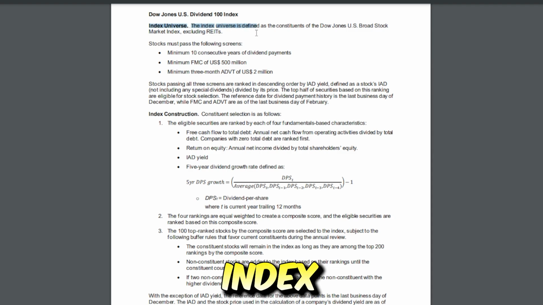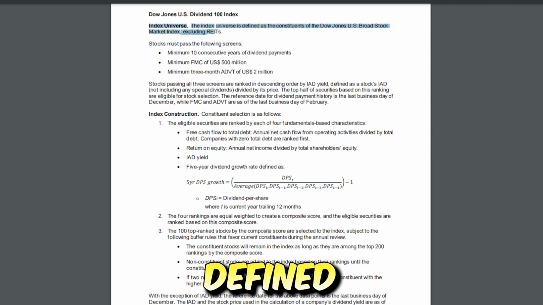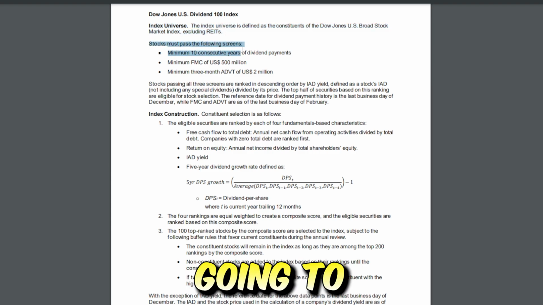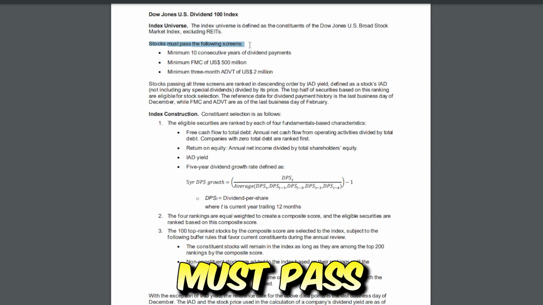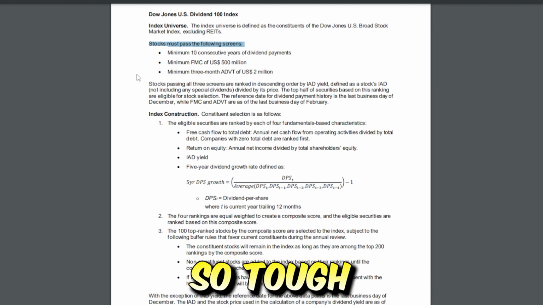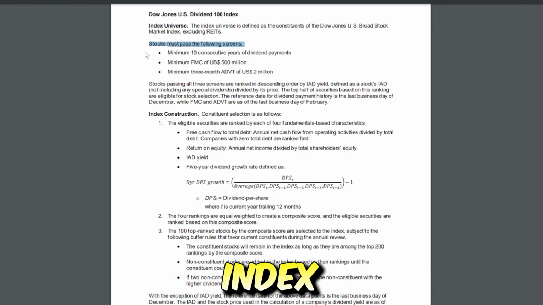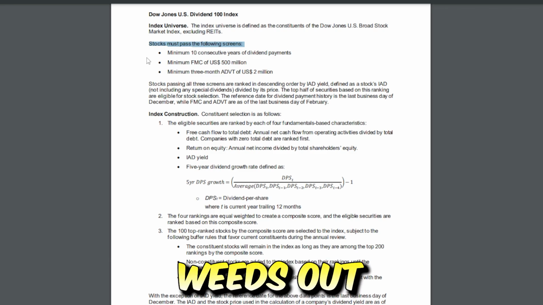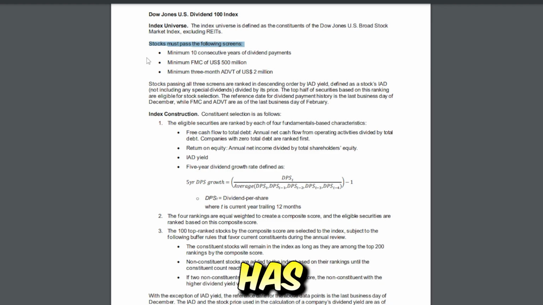So it first says index universe. The index universe is defined as the constituents of the Dow Jones US Broad Stock Market Index excluding REITs. So no REITs are going to be in here. It then says stocks must pass the following screens. And this has been historically one of my favorite aspects about SCHD, the fact that it's so tough to enter into the underlying index because it does have to pass multiple different screens, which sort of weeds out a lot of the lower performers, or at least has historically.